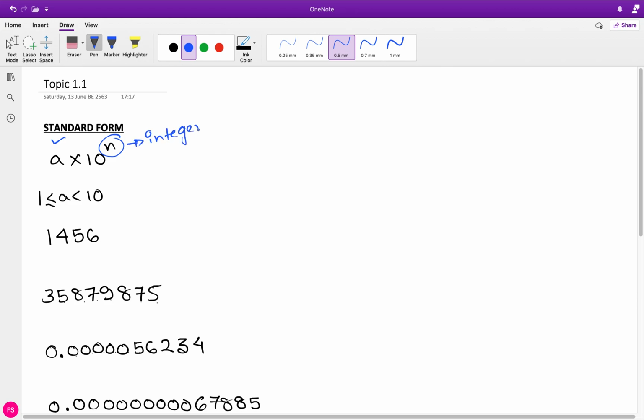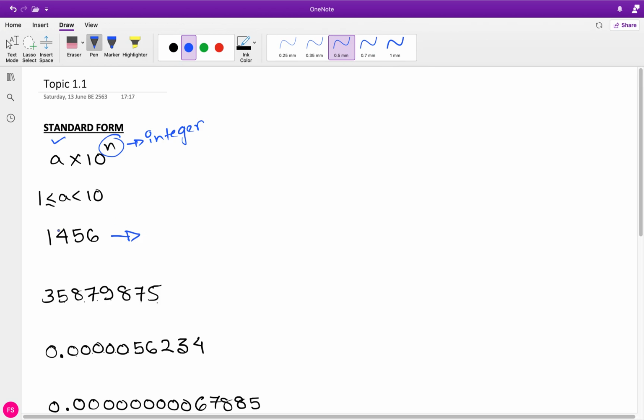When you solve past paper questions, IB questions, you will see this form many times. They will ask you to write your answers in a times 10 to the power of n form. It just means they want you to express your answers in standard form. For example, if you have 1456, how can you write it in standard form?